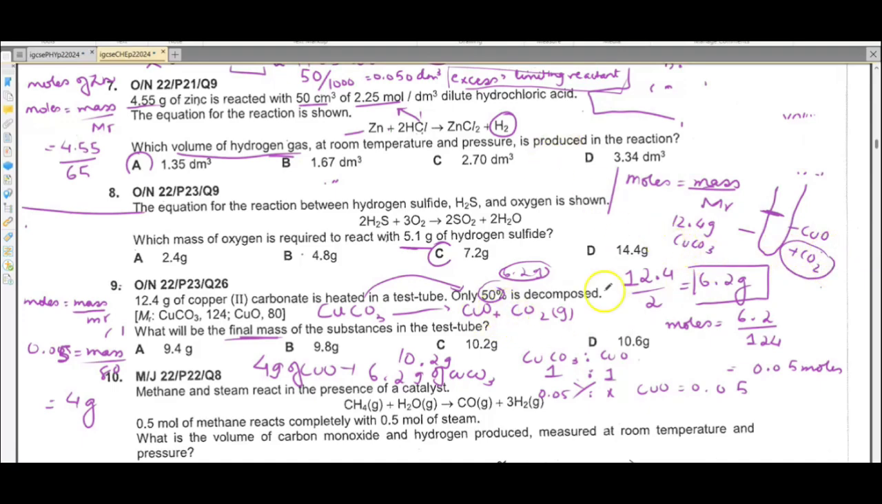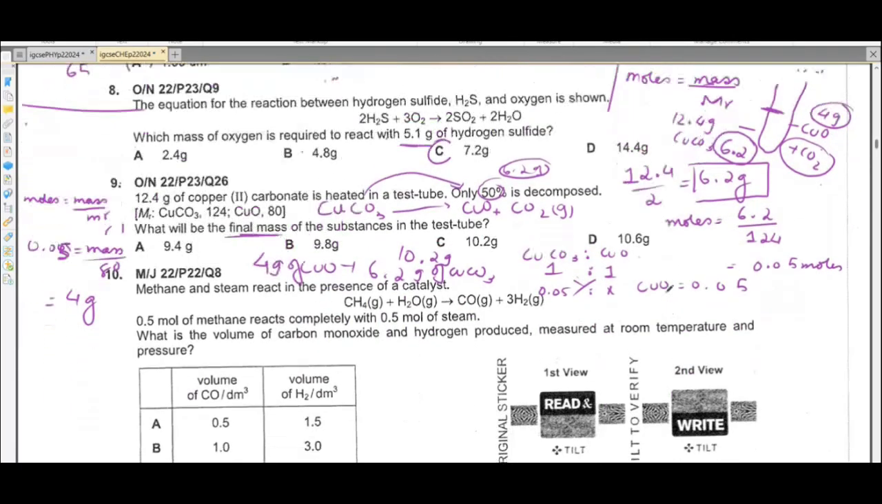So after solving everything, we found that half of it was used in the reaction. So half was used and 6.2 was there. And then we know that 4 grams of CuO was produced when it decomposed. So when we add the 6.2 grams of CuCO3 which was remaining to the 4 grams of CuO which was produced, we will get the final mass in the test tube. Okay, so I hope this question is now clear.